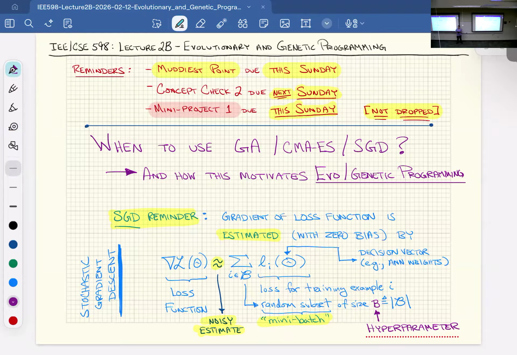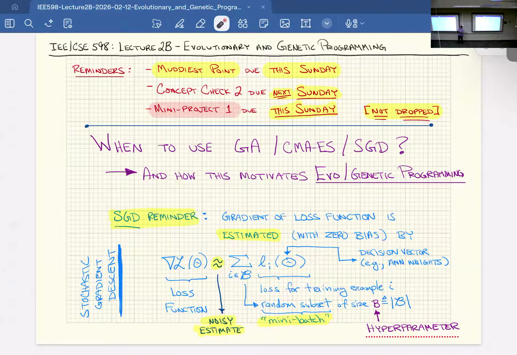Are there any questions? Well, first I'll go over the standard announcements. Muddiest point is this Sunday, and concept check 2 on unit 2, which we'll be done with on Tuesday with immunocomputing, is next Sunday, unless immunocomputing for some reason takes longer. And mini project 1 on a basic GA is due this Sunday. That is the only mini project which is not eligible to be dropped.